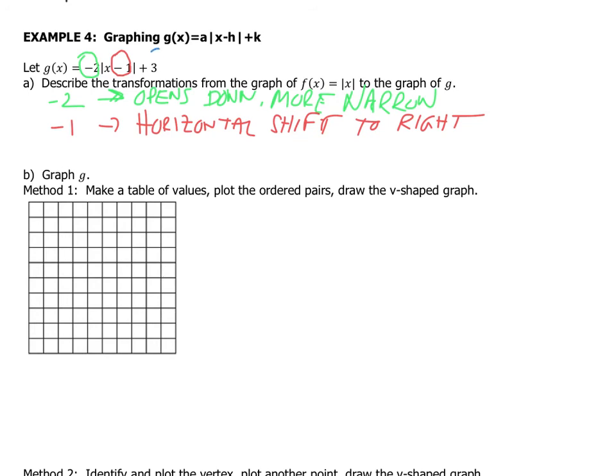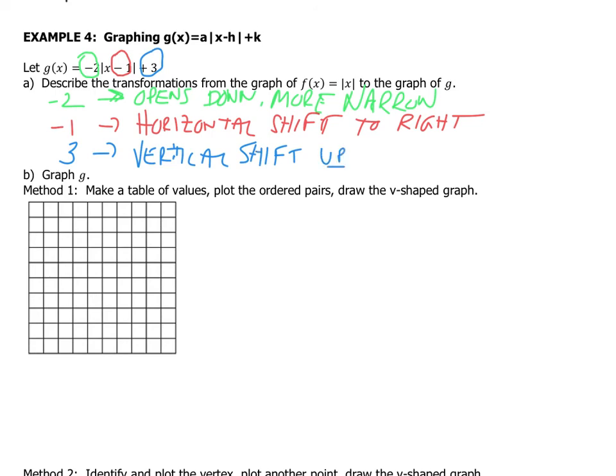And then lastly, what does this 3 mean? Well, the 3 is a vertical shift up.